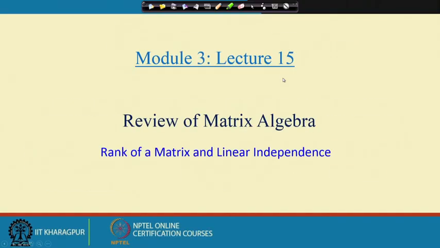Welcome. This is the last lecture of module 3, where we will briefly discuss the rank of a matrix and linear independence. Actually, both of these things maybe we will not directly use, but it is better to know these things during this course, because it is the foundation when you learn advanced structural analysis like finite element method and other methods.